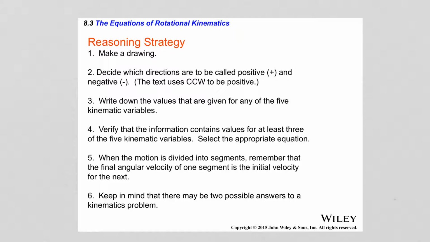Then verify that the information contains values for at least 3 of the 5 kinematic variables, and then select the appropriate equation that you can use to solve the problem. When the motion is divided into segments, remember that the final angular velocity of one segment is the initial velocity for the next. Keep in mind that there may be 2 possible answers to a kinematics problem. For example, the equations that have the angular velocity to the second power or the time to the second power. Those may result in solving quadratic equations which have 2 solutions.